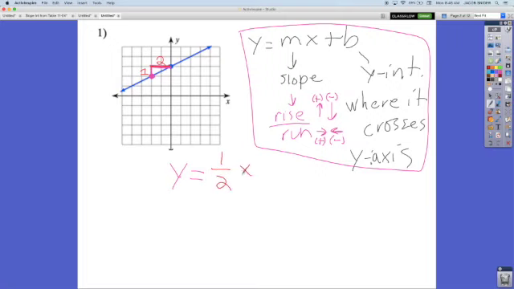Then x comes next. Now, where does that blue line intersect the y-axis? What number is this right here? That's 1, 2, 3. So it's going to be plus 3. So to recap, y equals rise 1, run 2, x plus, where does it cross? Crosses at 3.